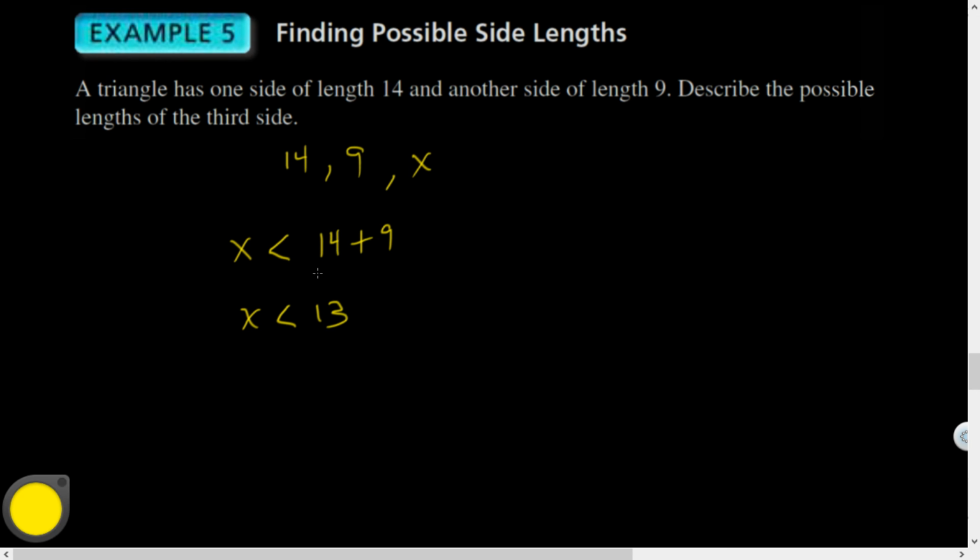Do we have another constraint here? What about X plus 9? How does that have to compare to 14? Greater than. Right. So if I subtract 9 from both sides, X also has to be greater than 5. So right now I've got X is between 5 and 13. Now, what about the other one? Did I need to write X plus 14 is greater than 9?